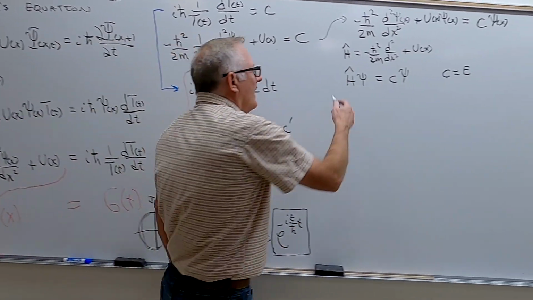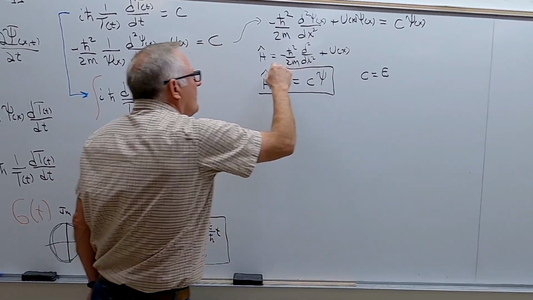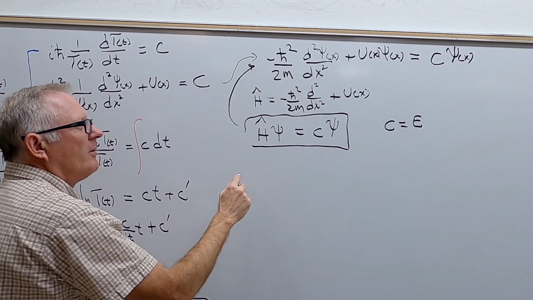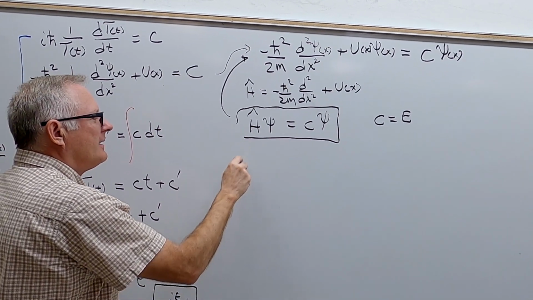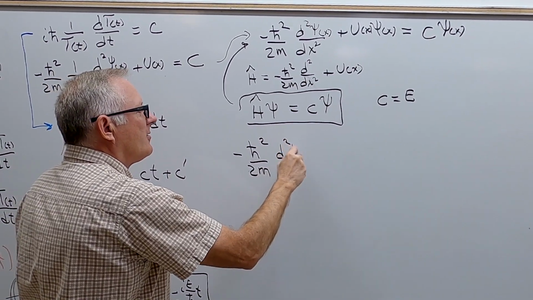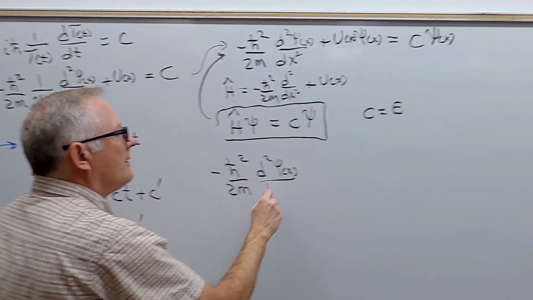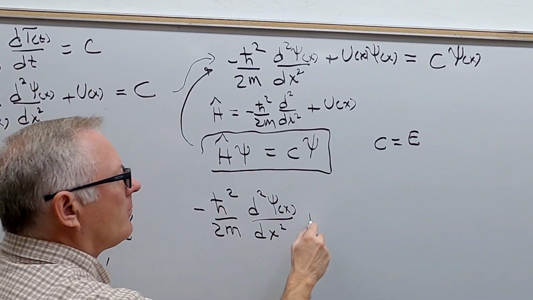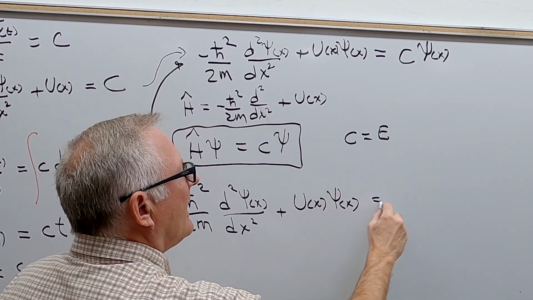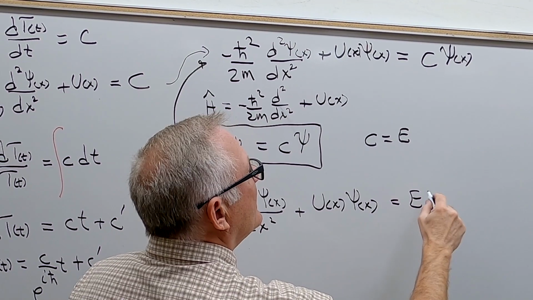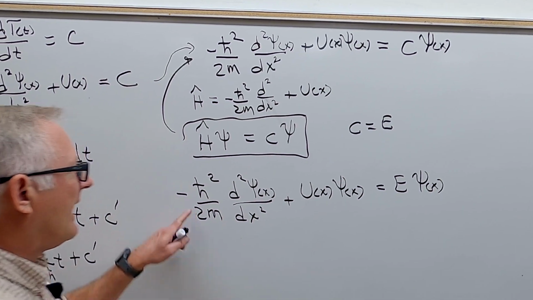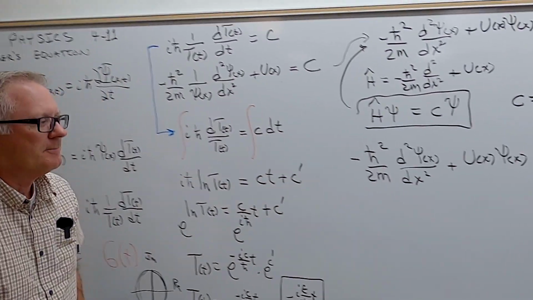Okay, so let me write it back like this one up here. These are both the same equation. I'm going to rewrite it. So now we have minus h bar squared over 2m times d squared psi of x dx squared, plus U of x psi of x, and that equals my C, which is my energy, times psi of x. So that and that are both the same equation.